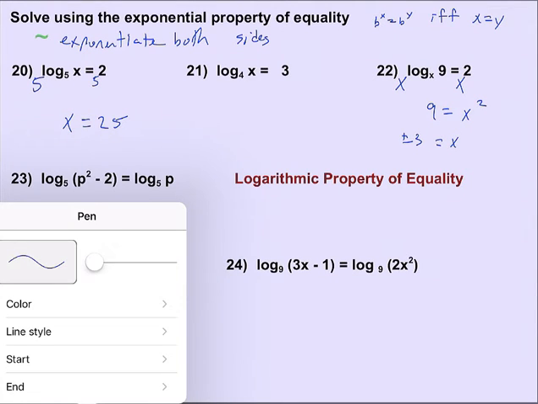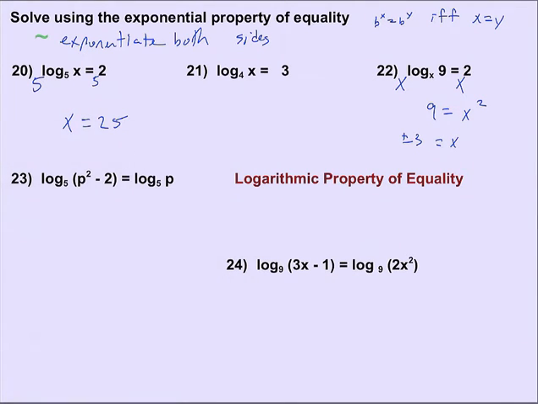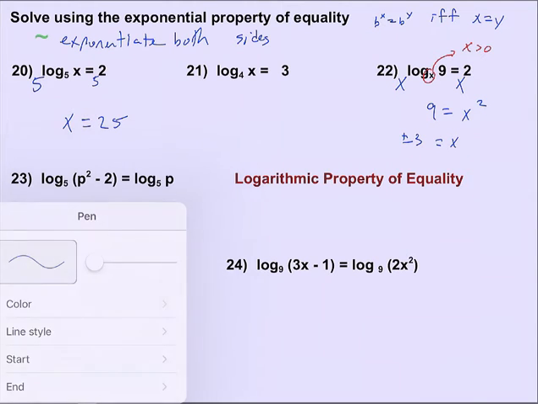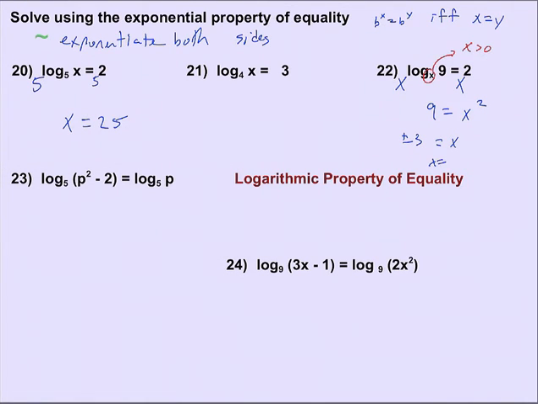But because of the domain restriction, we know that the base of a log or an exponential cannot be negative. So in this case, x can't be negative. It can't be 0 either. It's got to be greater than 0, which means I will ignore the negative 3 solution, and I will say that my final solution is just x equals 3. x equals negative 3 would be an extraneous solution.